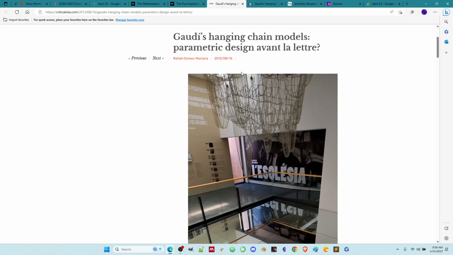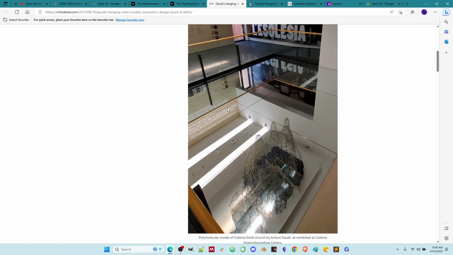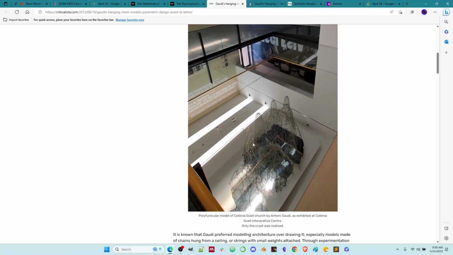In any case, Gaudi came up with a number of different models for how these things may be built. One of the things he developed is this hanging chain model. And so this is parametric design. So this is the hanging chain model. This is actually a model of the church that he built in Barcelona, Colonia Güell, which looks like a termite mound or something that doesn't look like a typical European church.